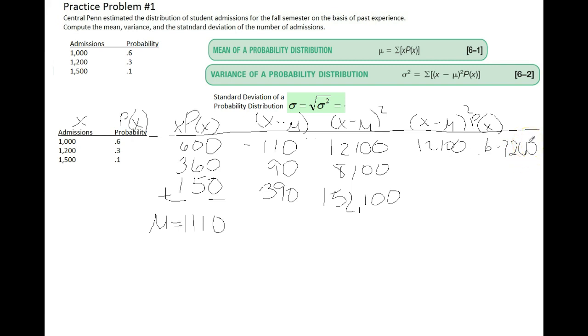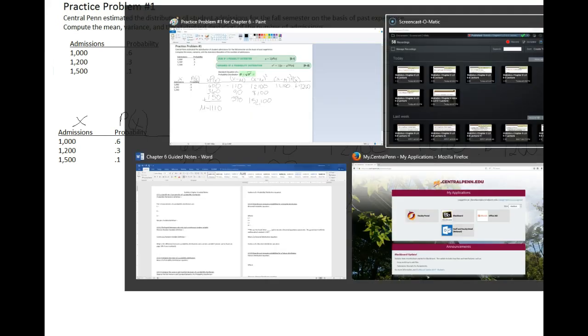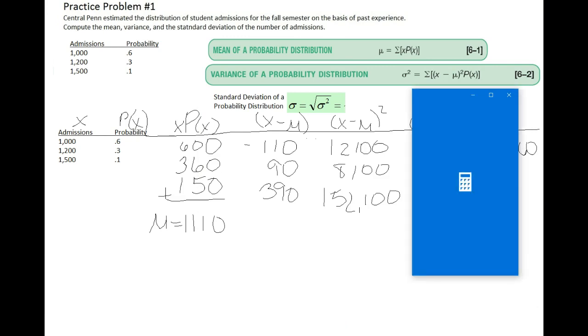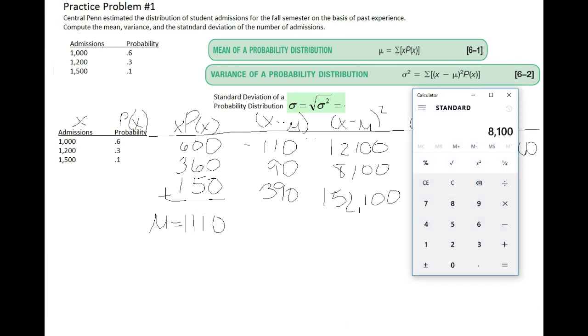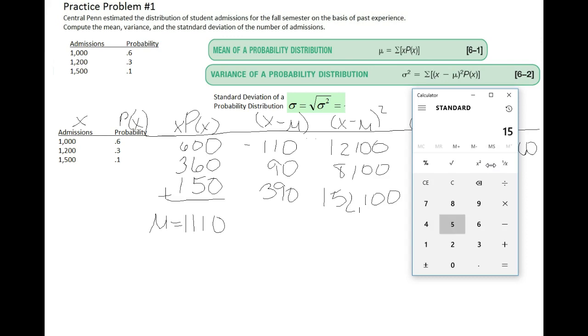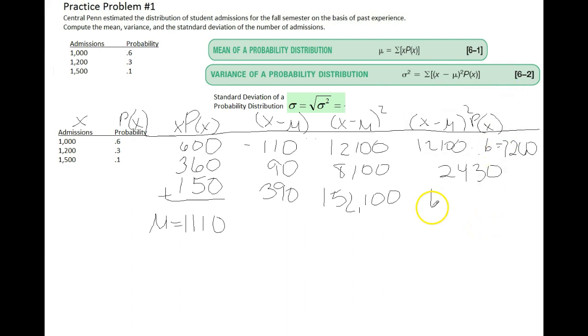Okay, we're going to do 8,100 times 0.3. Lost my calculator there. 8,100 times 0.3, 2,430. Next, we're going to do 152,100 times 0.1, 15,210.